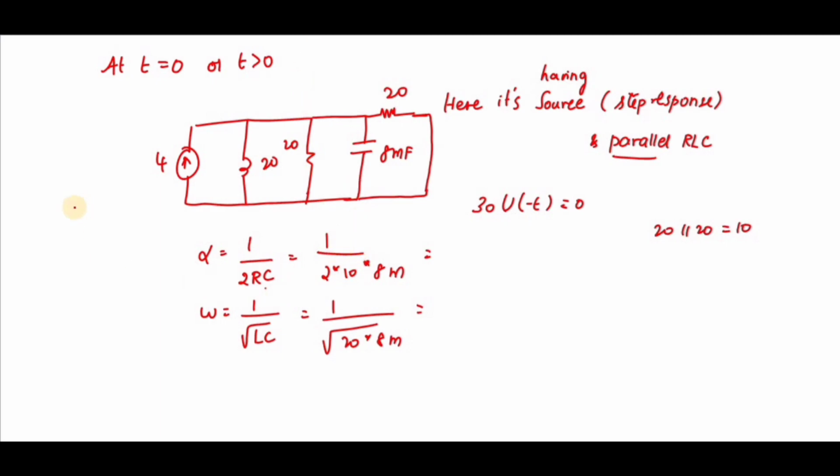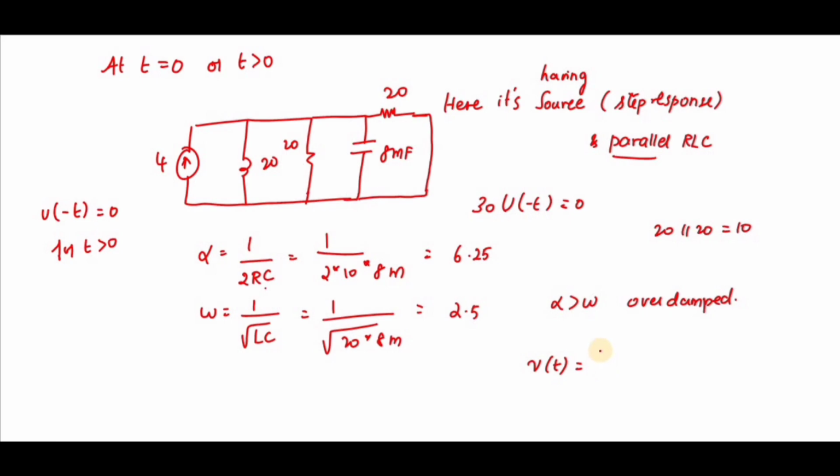Okay, so now if I substitute the values, I will get the value of alpha and omega. So you have to compare the value of alpha and omega. Alpha may be greater than omega, or equal to omega, or less than omega. From that you can find the value, right? So alpha is equal to 6.25 and omega is equal to 2.5. So here alpha is greater than omega, so it is called an overdamped response.